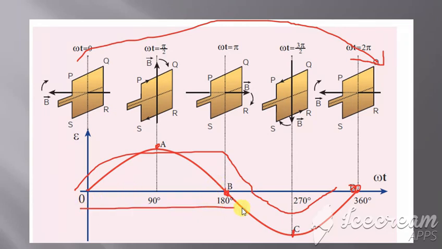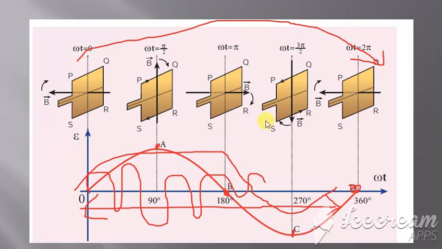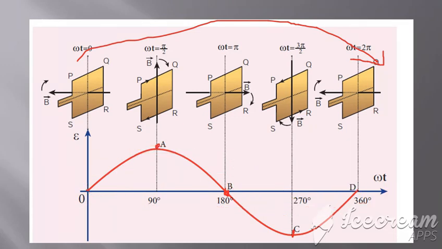So this is the frequency. What does this frequency depend on? How fast it is going. Suppose it is going very fast, then this will be the frequency. If it is going slowly, then what happens? The frequency will vary. So the frequency depends on the speed of the coil which is moving. Okay, so this is about the single phase AC generator. Clear? Thank you.